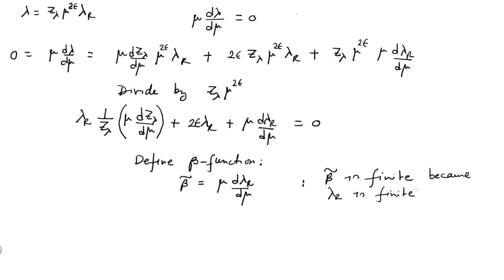We are not expecting the derivative to blow up, so this group is finite. So substituting this in this equation, I will get, so this is beta tilde, I take these two terms on the other side, it's minus 2 epsilon lambda r minus lambda r 1 over z lambda mu dz lambda over d mu.